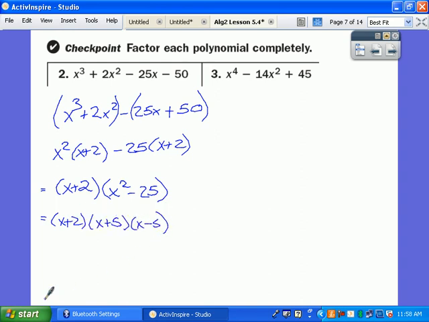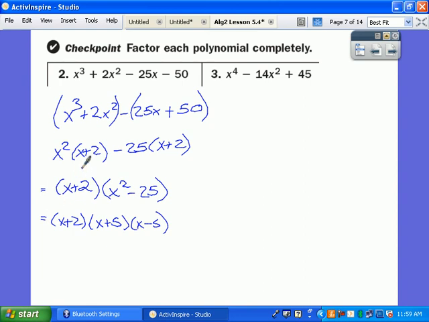x plus 5, x minus 5. And now that is completely factored. Again, if you struggled with factoring before, it's only going to get compounded. We need to go back through and make sure you can factor pretty well.